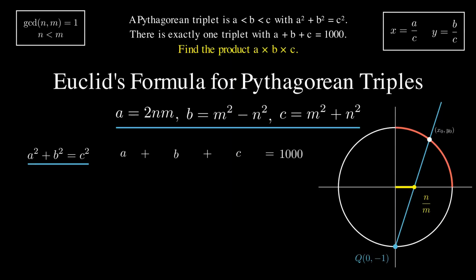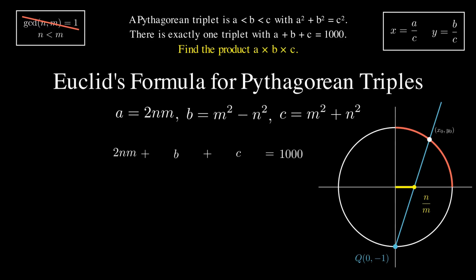I do want to note, now that we have these formulas, we actually don't need n and m to be relatively prime to each other. You can plug these formulas for a, b, and c back into the left-hand equation, and it will always work, and you won't have to resort to the GCD being 1. So we can drop that condition now.